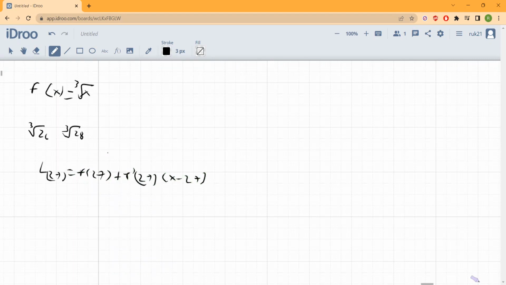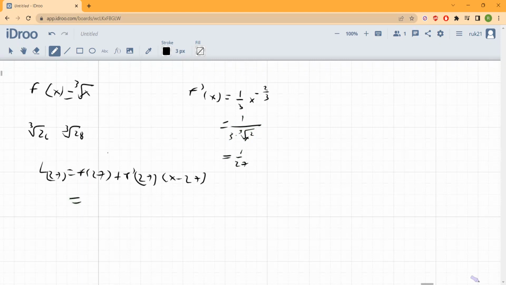And so let's calculate this. First we need to calculate f prime. So f prime at x is going to equal 1/3 of x to the power of negative 2 over 3. Let's make that a bit nicer: 1 over 3 times cube root of x squared, or you can put the squared on the outside. Then if we calculate that at 27, we're going to get 1 over 27, because the cube root of 27 is 3, 3 squared is 9, and 9 times 3 is 27.